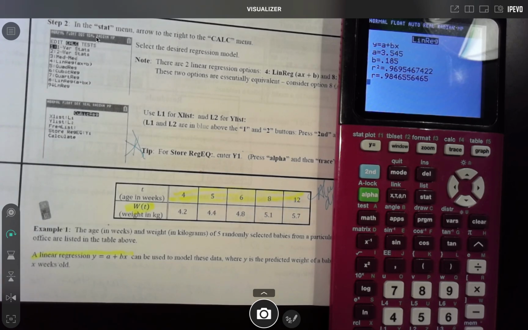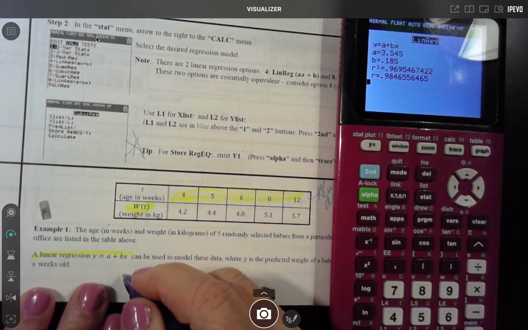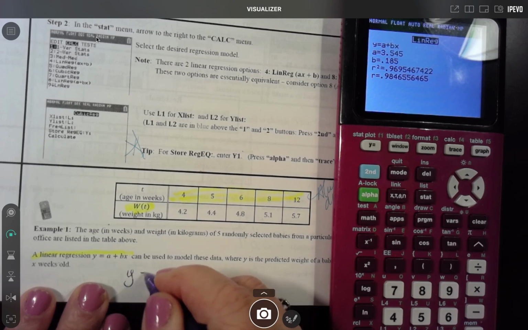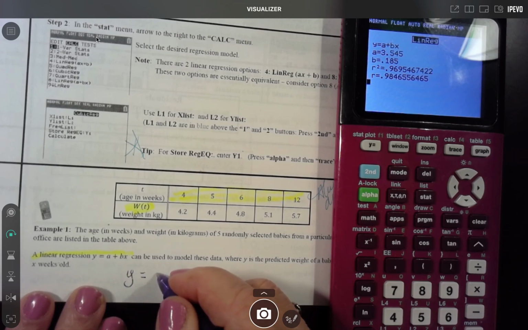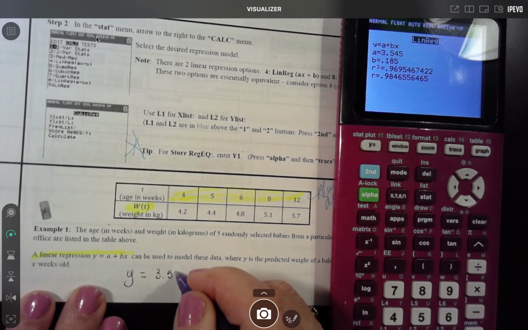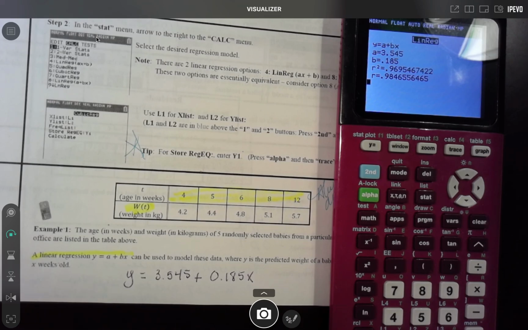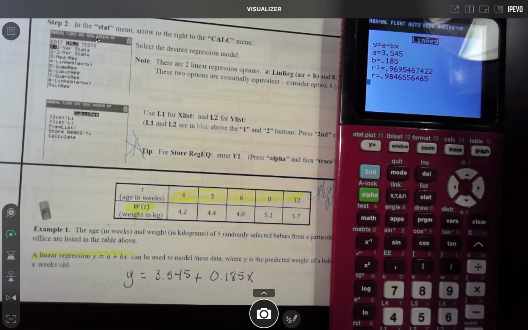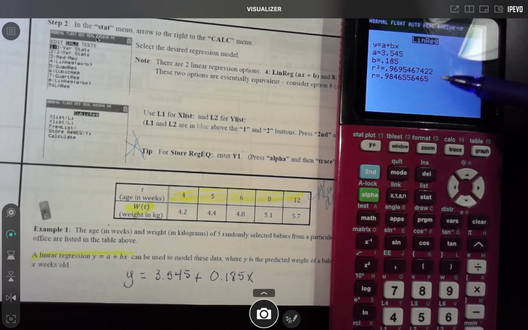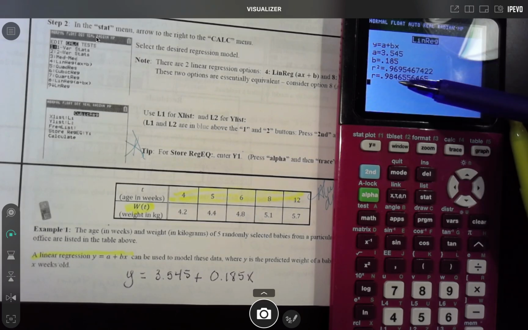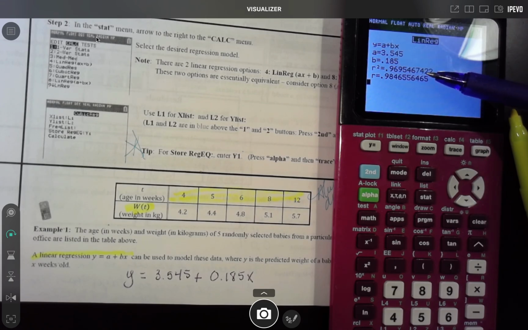So I'm going to write that down right here, and it would be y equals a plus bx, where a is 3.545 and b is 0.185, so y equals 3.545 plus 0.185x. Now you don't have to worry about the r and r squared right now, but you might remember from past courses that this is your correlation coefficient, and if you get close to 1 or -1, you have a pretty good model.